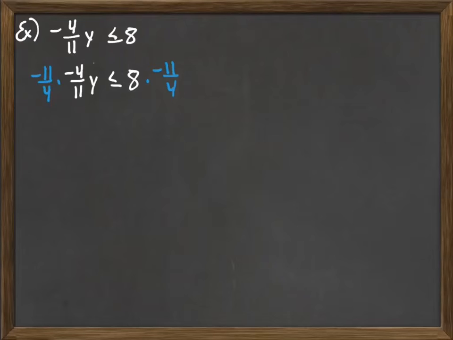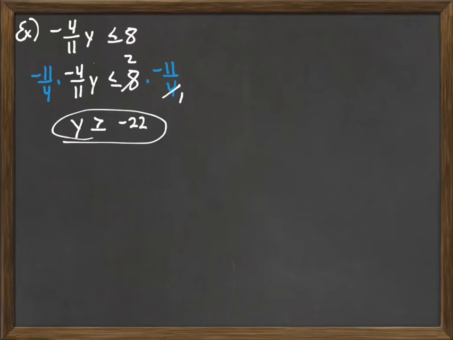Now as we simplify here, the negative 11 over 4 and negative 4 over 11 completely goes away, which is what we want, leaving us with just y. Because we multiplied by a negative, the inequality is going to flip from less than or equal to, to greater than or equal to. And then we just have to simplify on the right hand side. 8 times negative 11 over 4. It turns out we can cross out a 4 out of the 4 and a 4 out of the 8, and then we simplify 2 times negative 11 is negative 22. So we get y greater than or equal to negative 22.